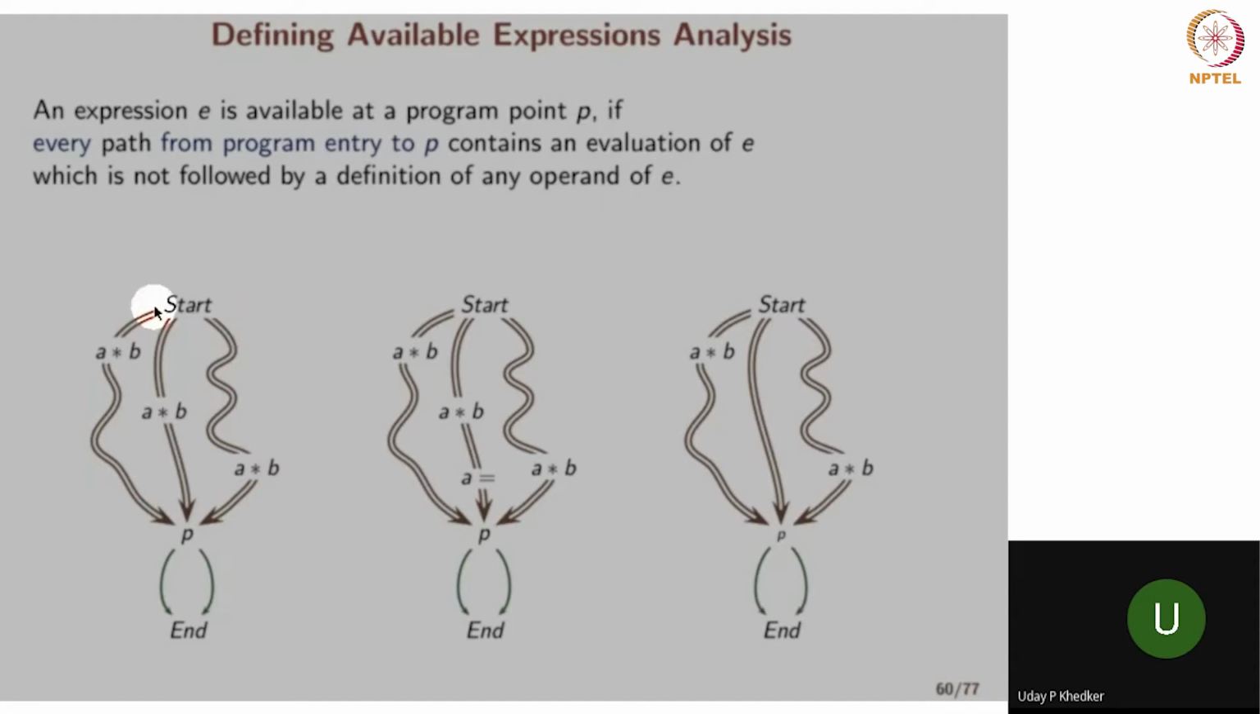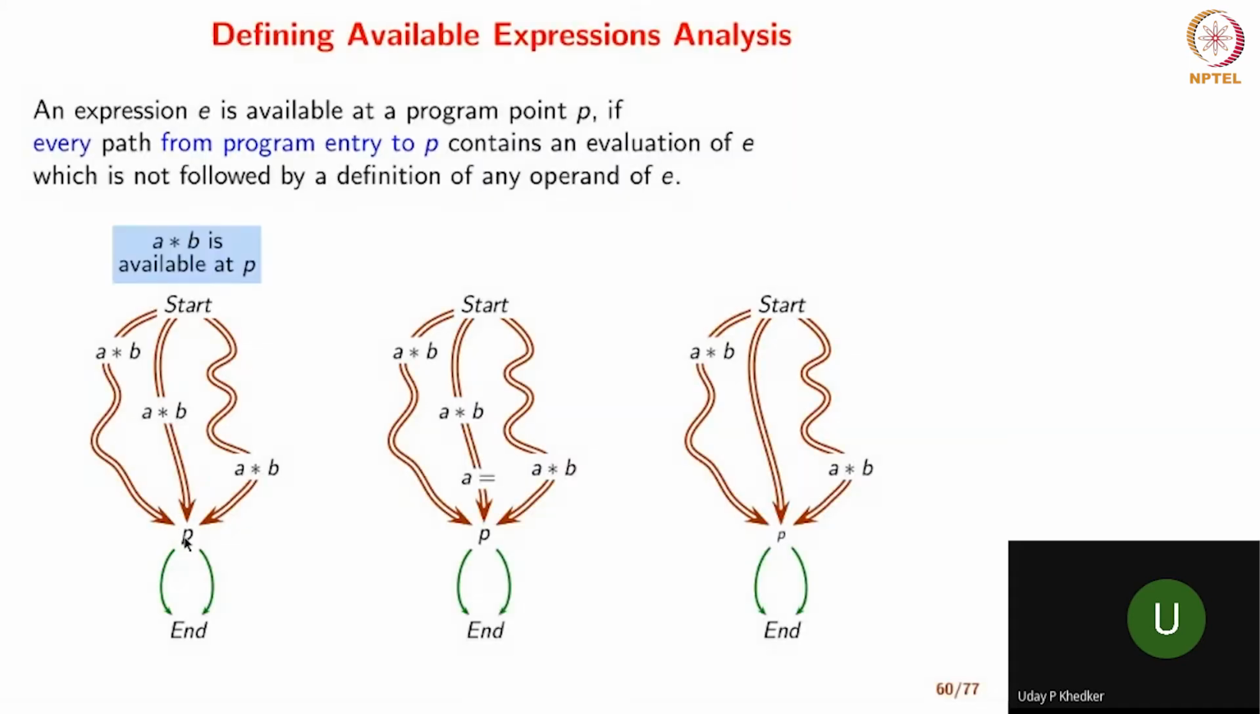Okay, so here once again we require that every path must contain an occurrence of expression A star B, which must not be followed by a definition of A or B. So clearly this example satisfies the condition. So A star B is available at P. What do you think of this second case? Is A star B available at P?